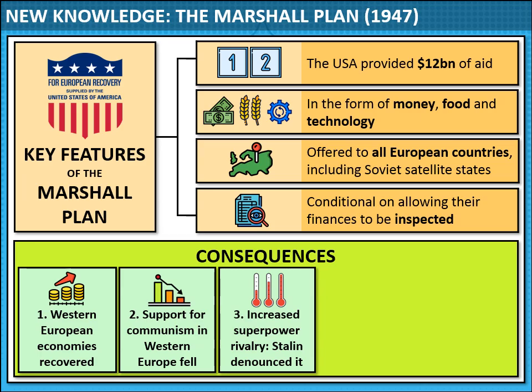Thirdly, the Marshall Plan increased rivalry between the superpowers. Stalin was furious about the plan and he denounced it. In his view, the USA was using its money to buy influence in Europe. The Americans were using their dollars to dominate European countries. So Stalin called this dollar imperialism.